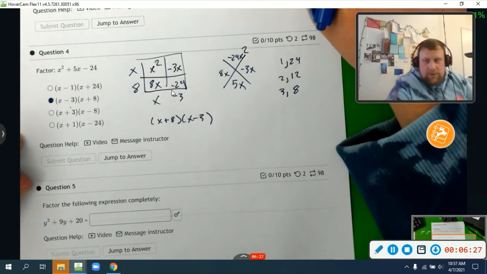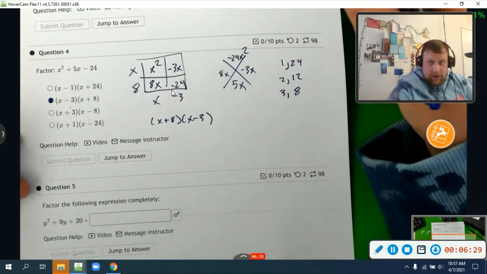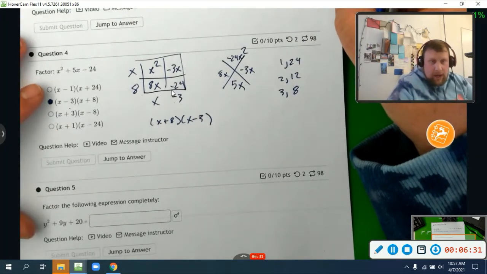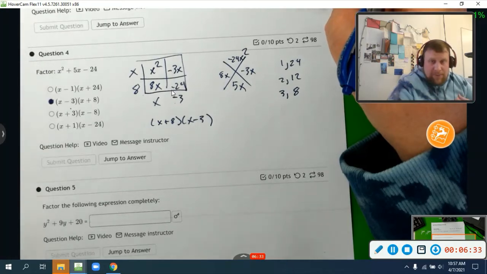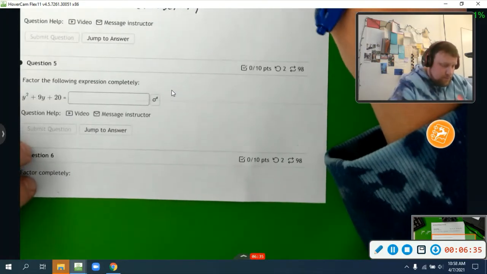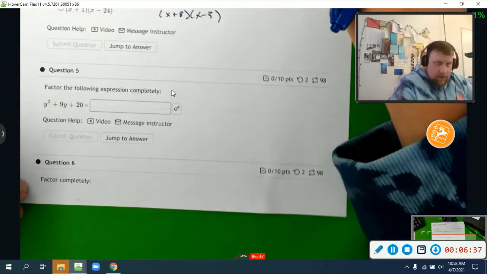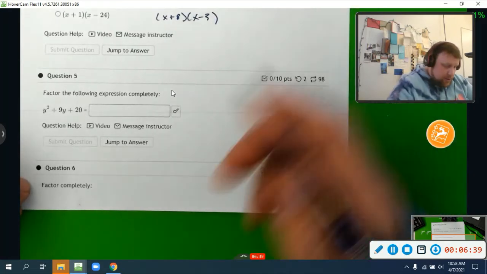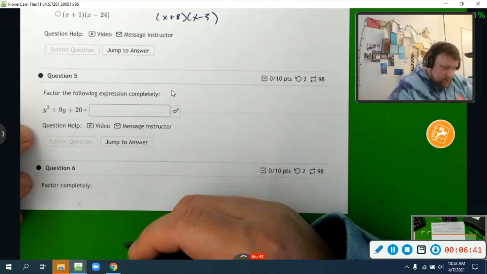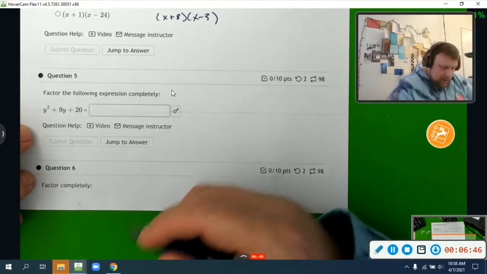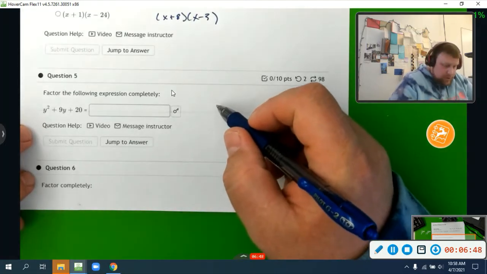Okay? I'm going through these kind of quick because I'm assuming you know how to do most of these, and I'm just really demonstrating how you solve these and the work I'm expecting to see as you answer them. All right, let's go to 5. What does 5 say? Factor the following expression completely. Whoa. Factor it completely. So, that's what we just did.